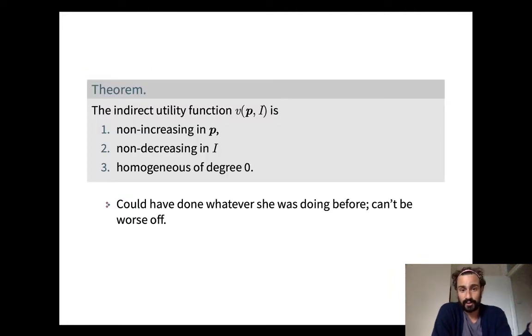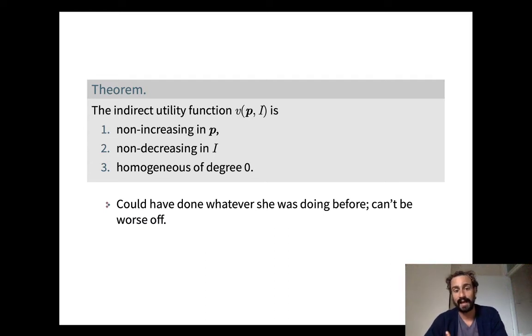The indirect utility function measures the welfare of the consumer when she maximizes her utility function according to the parameters p and I. And so when we ask, what is the change in v when these inputs change, what we're saying is, how does the consumer's welfare change when these inputs change? And the first theorem, which is very simple, very intuitive, is that it's non-increasing in p. Non-increasing in p means if p goes up, welfare has to stay the same or go down. It could stay the same, but it can't go up. And most likely it goes down.